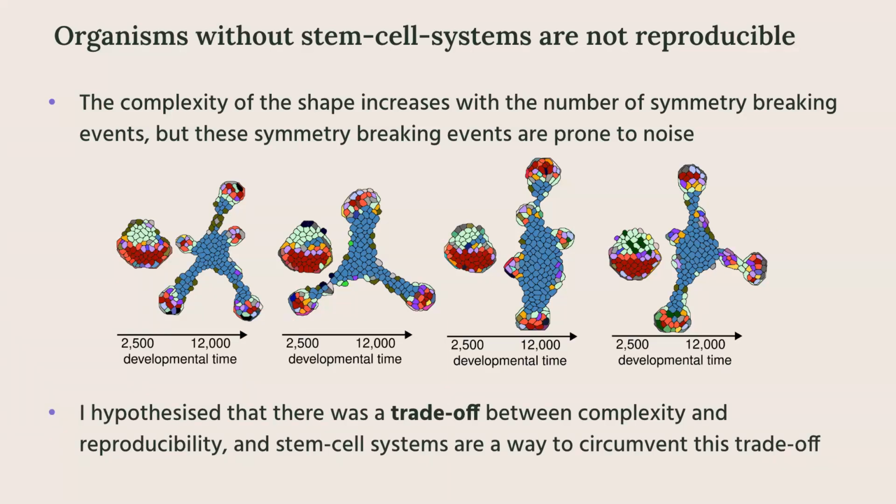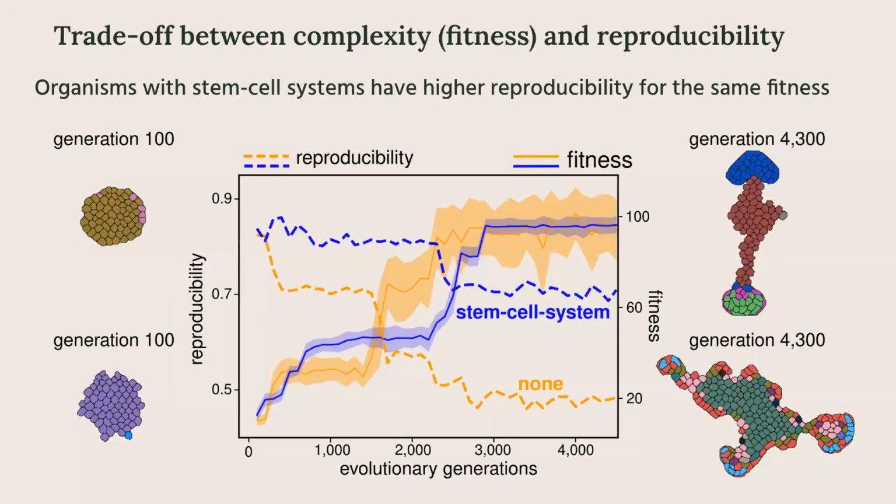So this led me to hypothesize that there was a trade-off occurring. An organism can break symmetry more and increase its morphological complexity because it can grow in lots of different ways. However, as it increases its complexity, it becomes less reproducible. In contrast, stem cell systems might be a way to circumvent this trade-off because they can maintain reproducibility while being morphologically complex.